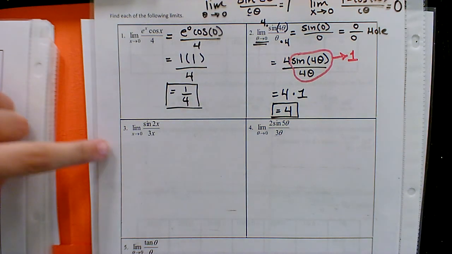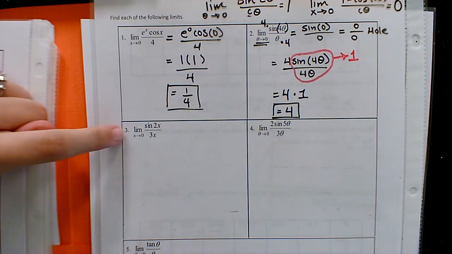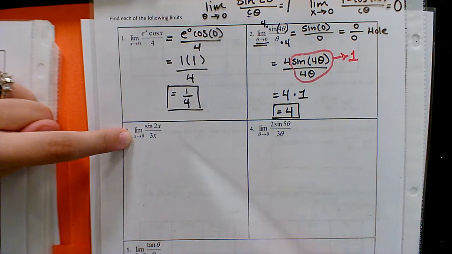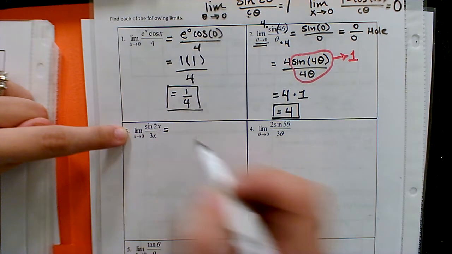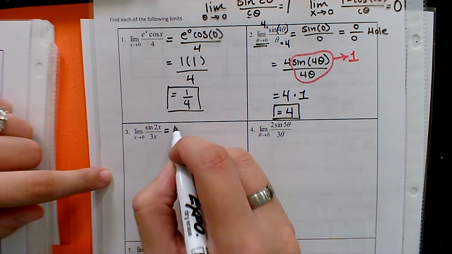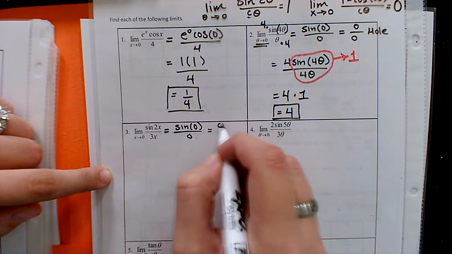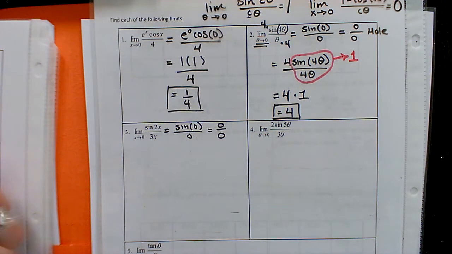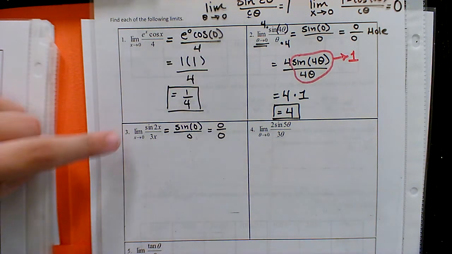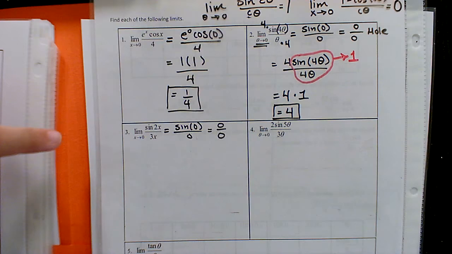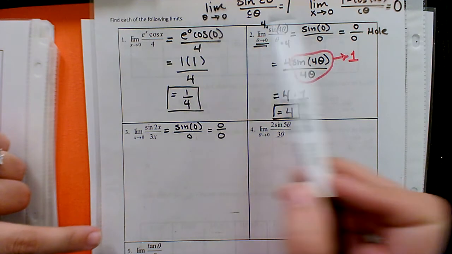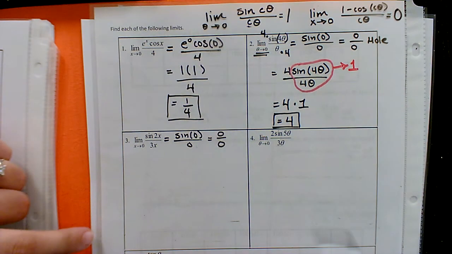Okay, let's try and take a look at the next one. We are approaching 0, which is nice. Direct substitution should always be our best bet. But notice how we're going to get sine of 0 over 0, which is a hole again. So direct substitution is not really leading us anywhere. So let's take a look at our limit. It's a trig limit, so maybe we can use one of the shortcuts at the top.